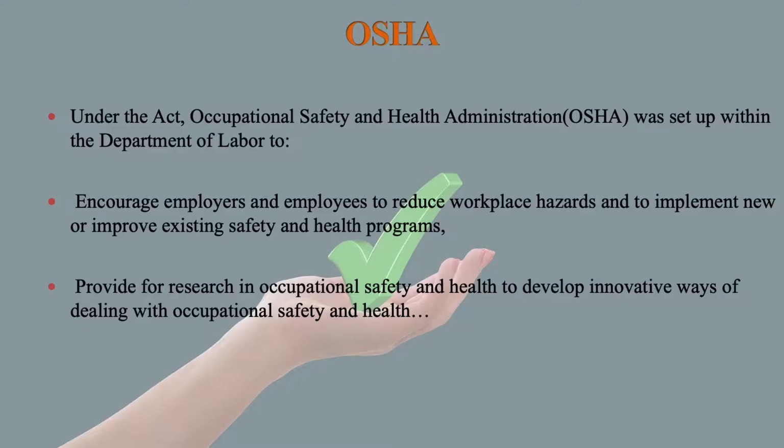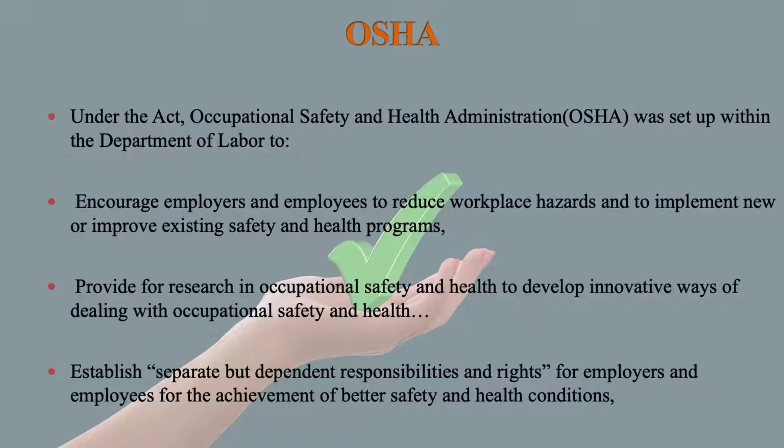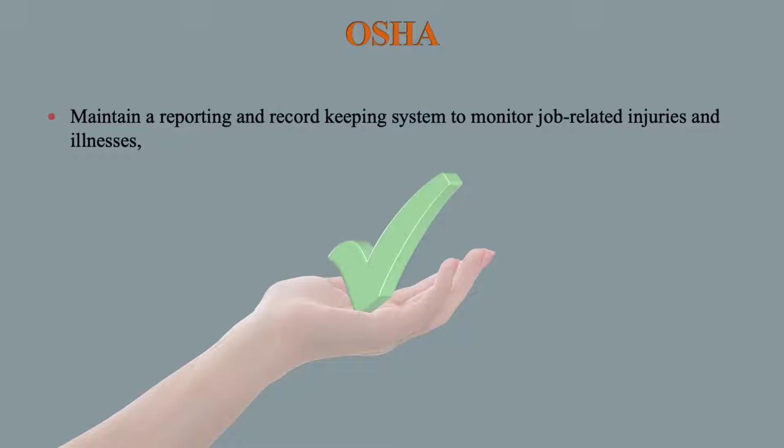So OSHA aims to encourage employees and employers to reduce workplace hazards and to implement new or improve existing safety and health programs. Provide for research in occupational safety and health to develop innovative ways of dealing with occupational safety and health. Establish separate but dependent responsibilities and rights for employers and employees for the achievement of better safety and health conditions. Maintain a reporting and record keeping system to monitor job related injuries and illness. Maintaining records is also very much important. Through OSHA one can know what has happened about the injuries or hazards that took place. All these records can be maintained.